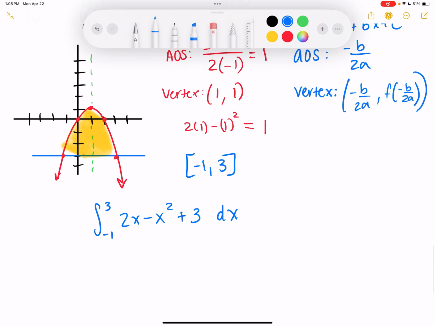How do I integrate that? And before you ask, yes, you can split it. No, you don't need to. Okay, so x squared minus 1/3 x cubed plus 3x. Yep, evaluated from -1 to 3.